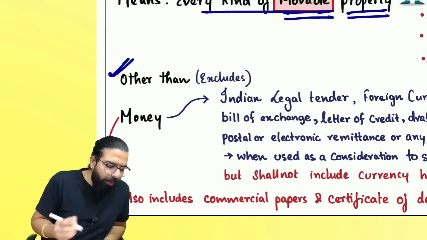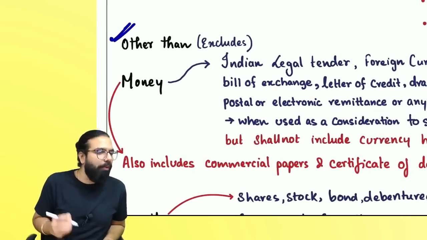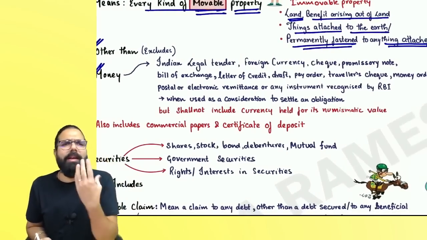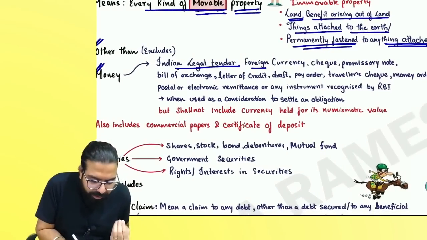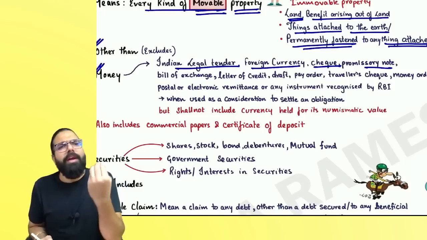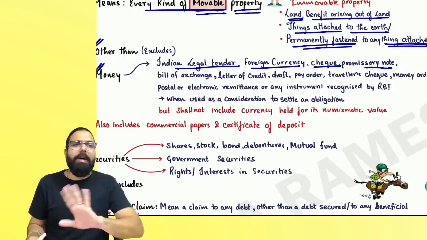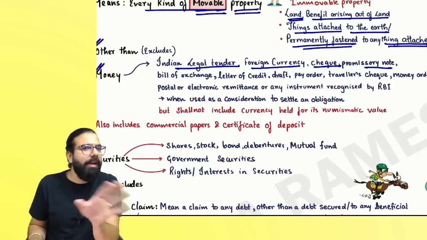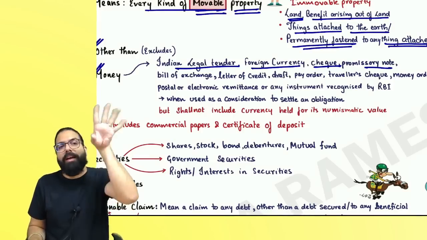Then they said to exclude money from the definition of goods. Sir, what do you mean by money? Money can mean Indian legal tender, foreign currency, cheque, promissory notes, etc. But remember one thing, money does not include money held for numismatic value. Old coins, etc. are not money. If they are not money, they are goods.